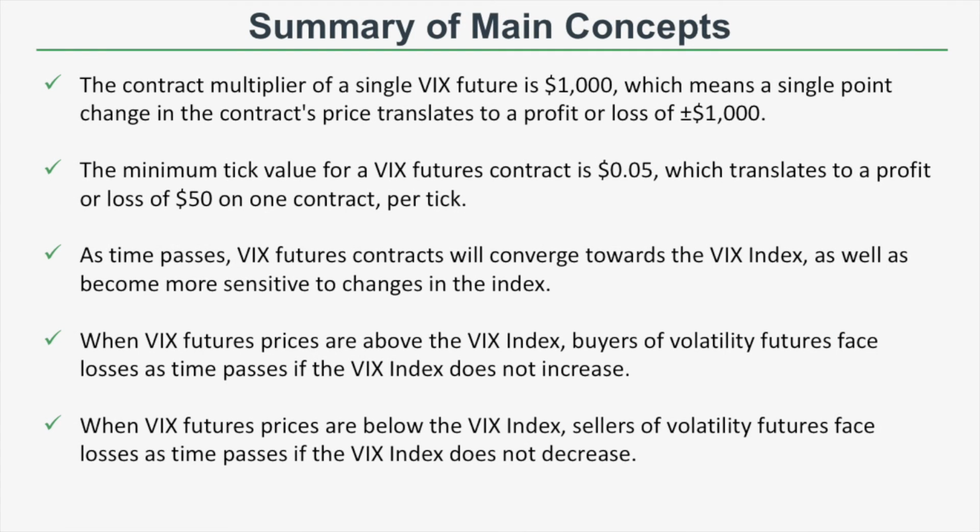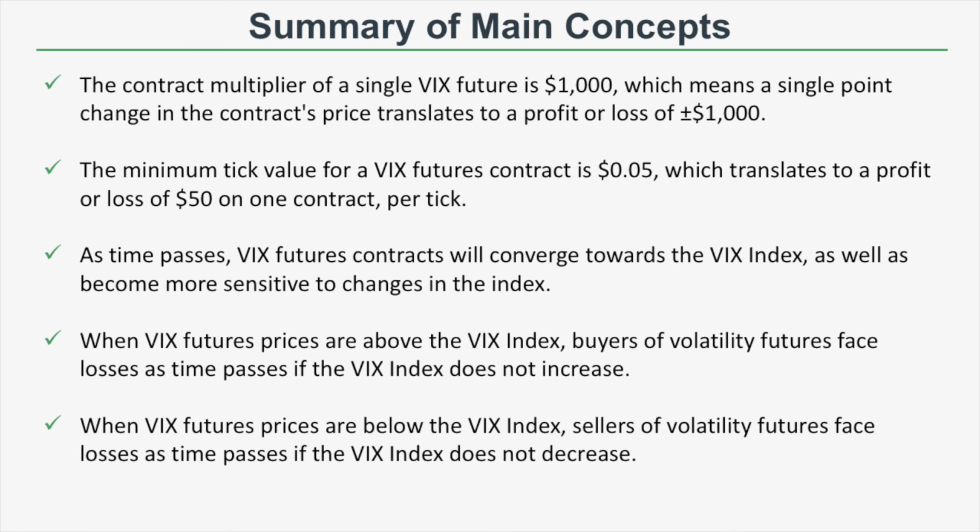Alright, so let's go over the summary of main concepts that you've learned from this video. First, the contract multiplier of a single VIX futures contract is $1,000, which means a single point change in the contract's price translates to a profit or loss of $1,000. Next, the minimum tick value for a VIX futures contract is 5 cents, which translates to a profit or loss of $50 on one contract per tick.